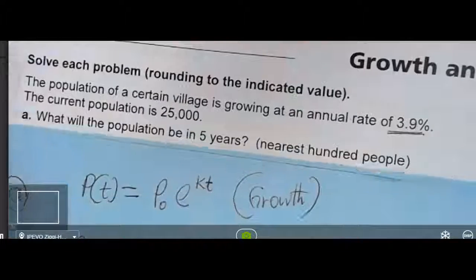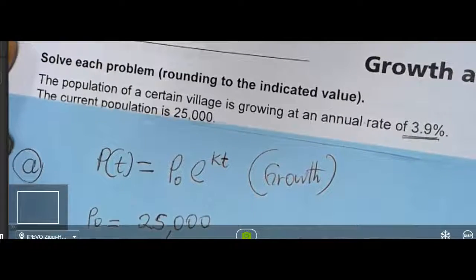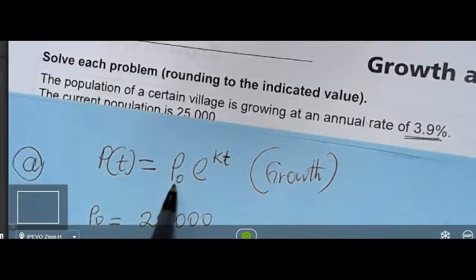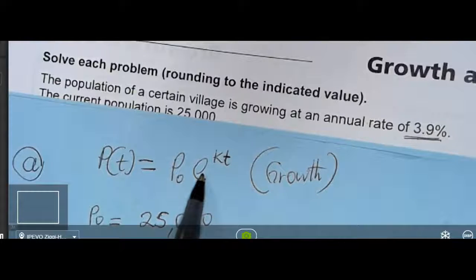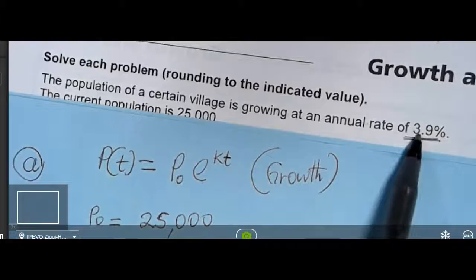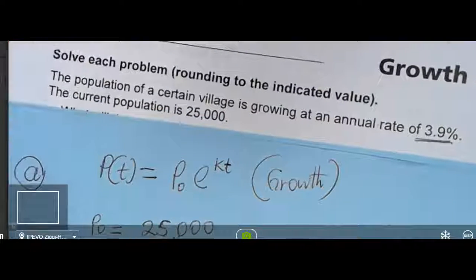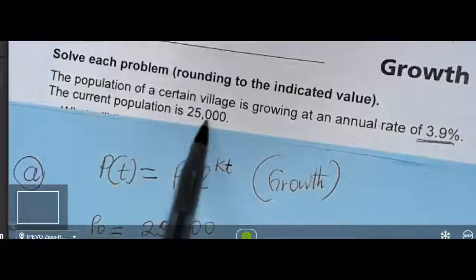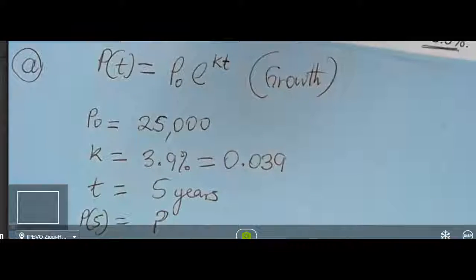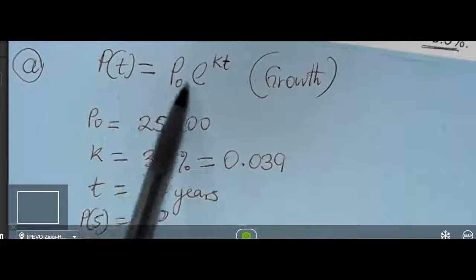Here I just wrote out the formula that they gave, where P of T is the total amount, P0 is the initial amount when time is 0, and then you have that natural exponent e, and then k is the rate, and t is the time. So we have the rate, and we have the current amount, which is the initial amount it started with. So you can write the formula out, and then write out everything you need in the formula.